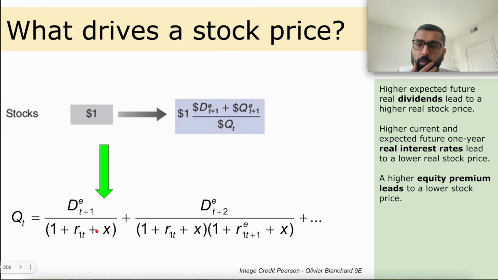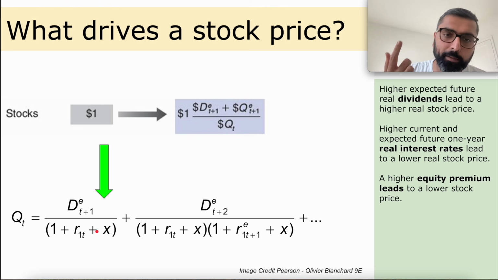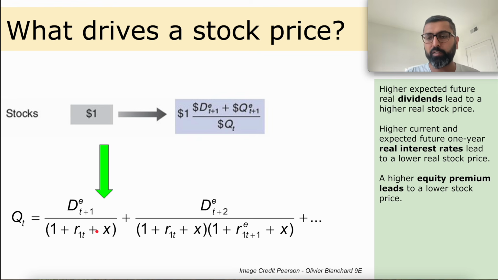So, those are the three implications. If we understand what drives the stock price, it's three things. How much is the expectation of future dividends, infinite dividends that you will get for the life of the stock? What is the expectation about the real interest rate? And then what is the equity risk premium that you are willing to give for investing in the stock?